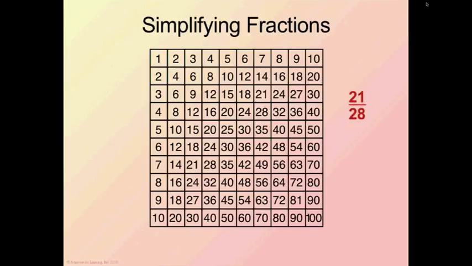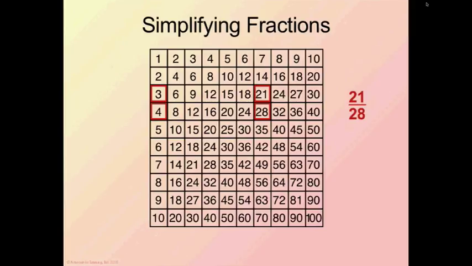Let's take this idea and expand it. What if I have 21/28? How can I simplify that? Does anyone see 21/28? They need to be in the same column. They don't have to be touching, but they have to be in the same column. So here's 21/28 simplifies to 3/4.